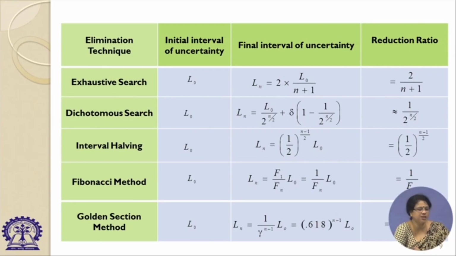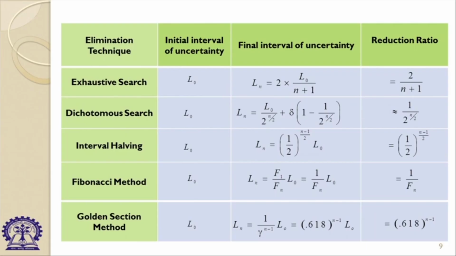If we have the same initial interval of uncertainty, just look at the final interval of uncertainty after the nth experiment. For exhaustive search, this is 2 into L naught by n plus 1, and the reduction ratio is 2 by n plus 1 if we do n number of experiments. Similarly, for the dichotomous search, the reduction ratio is 1 by 2 to the power n by 2. For interval halving, it is half to the power n minus 1 by 2.